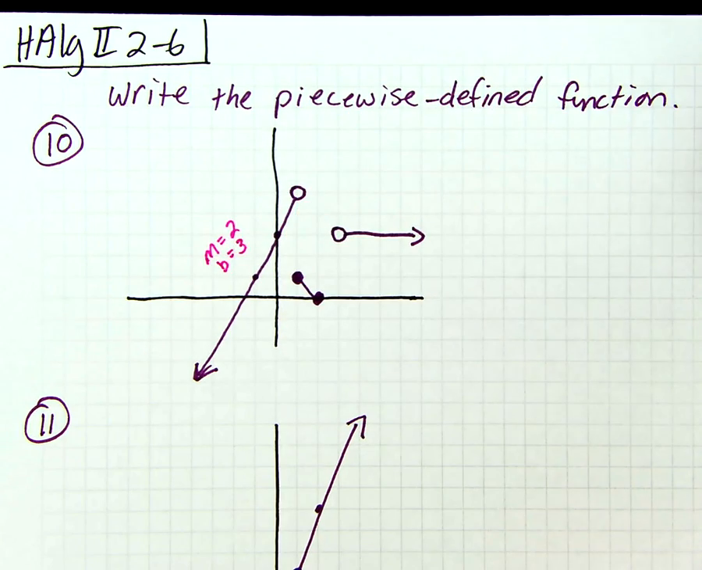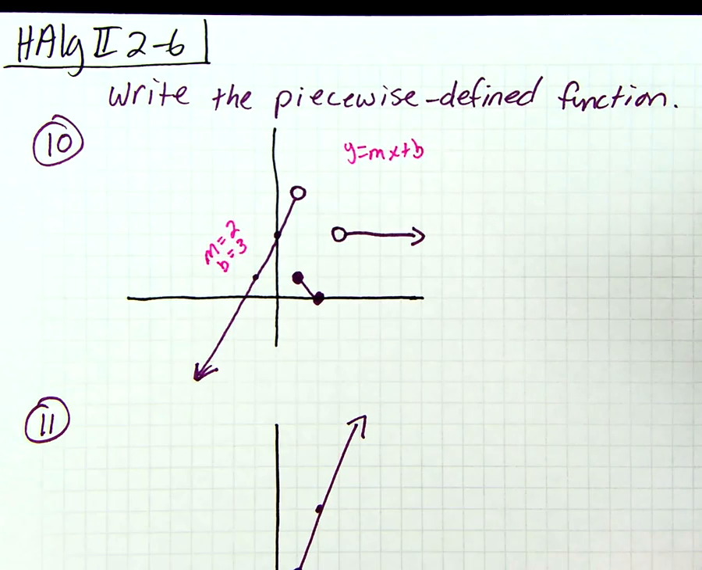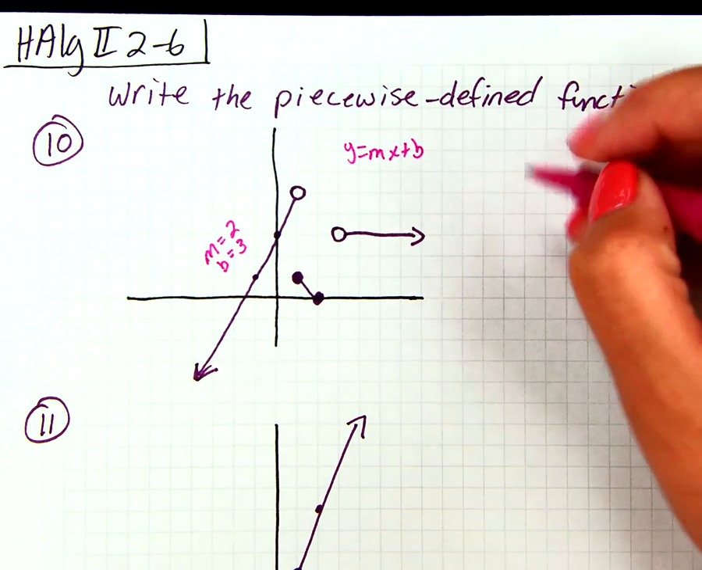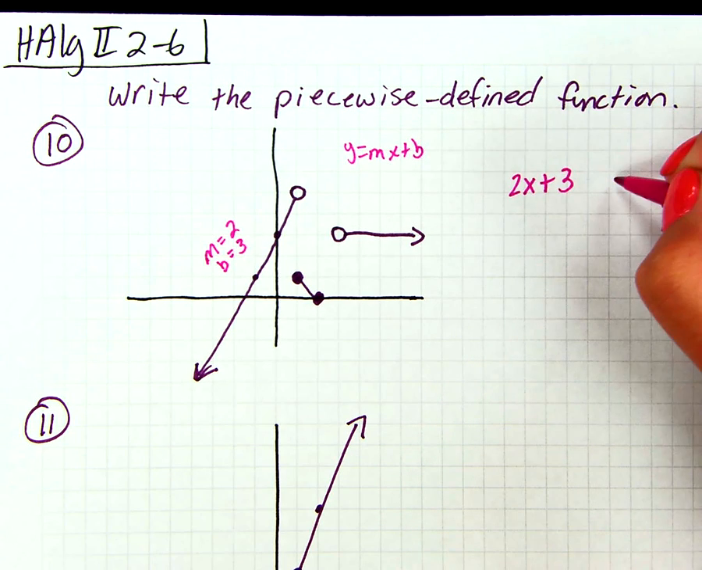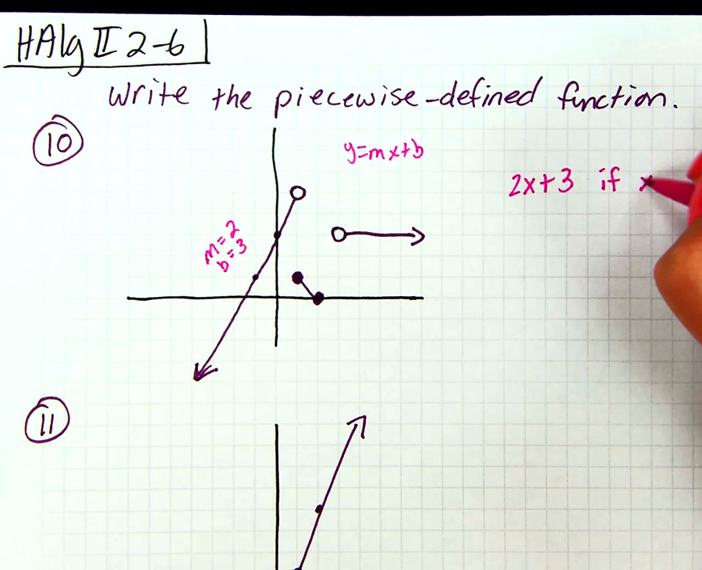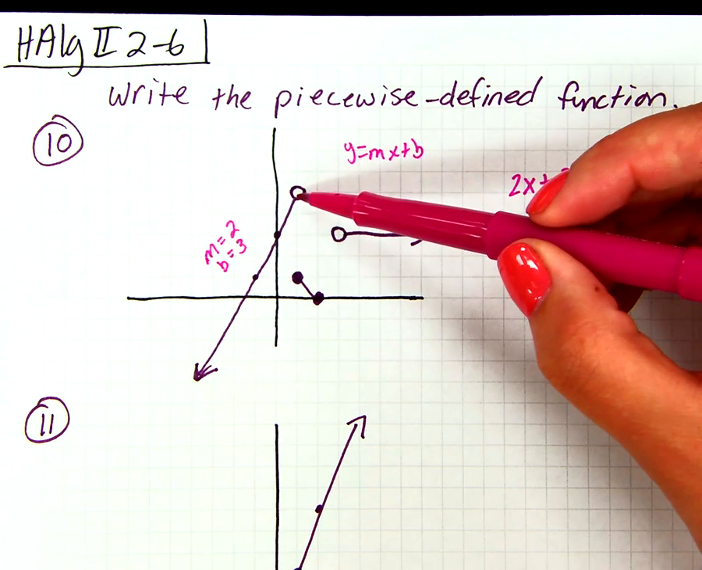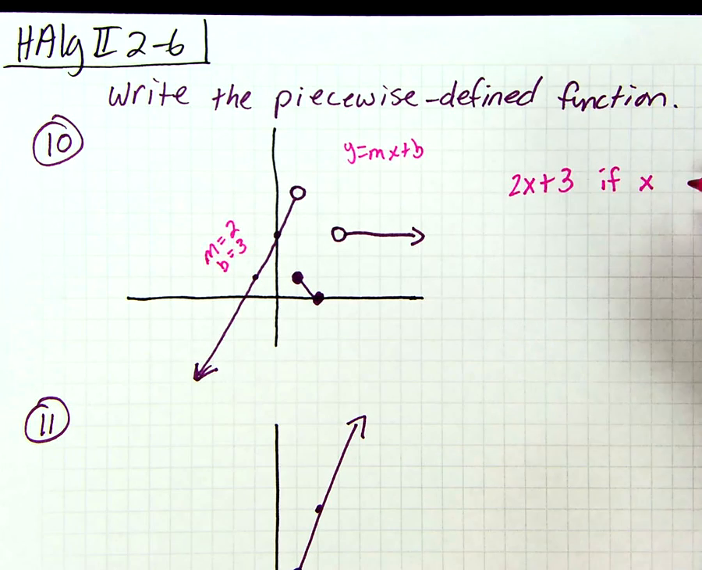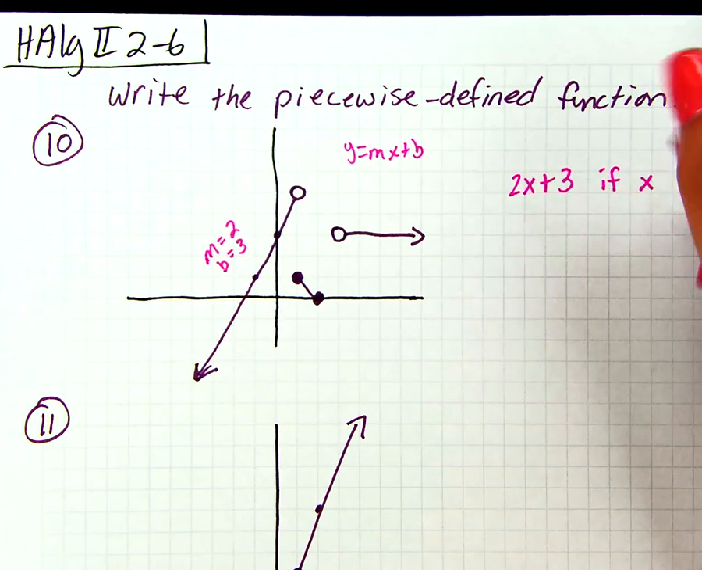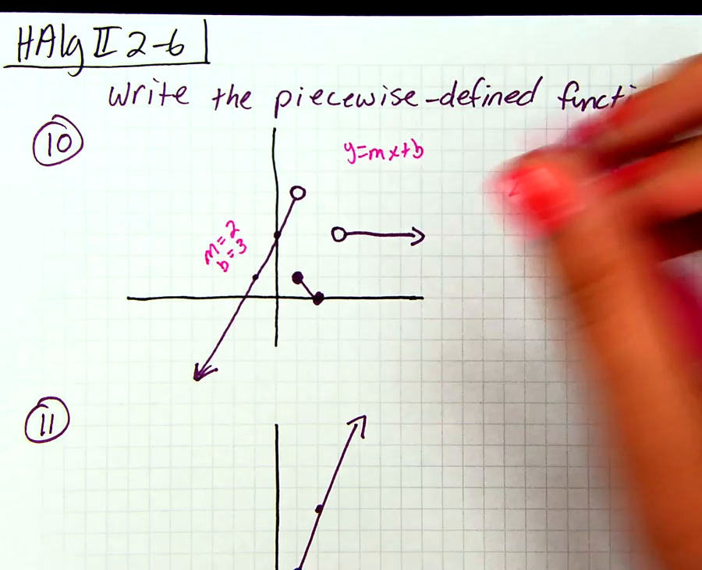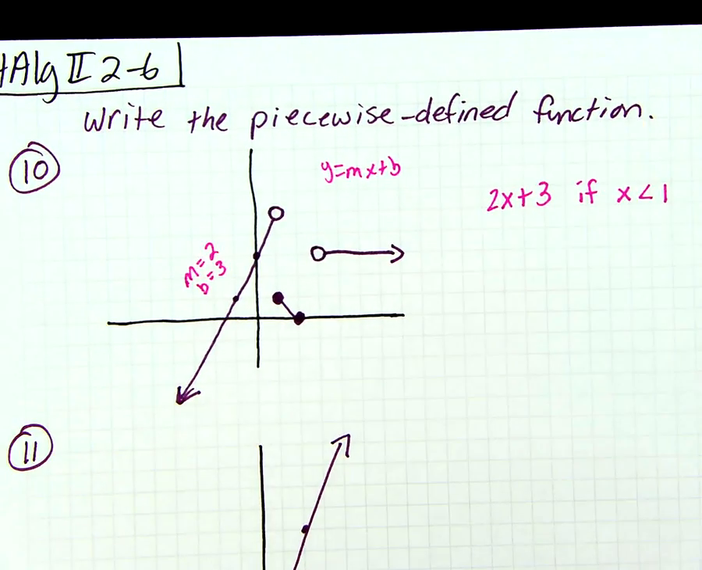So that means that we can write our equation in the y equals mx plus b form. So for the first part of my equation, we're going to have 2x plus 3. And then our restriction would be if x, and then we need the x value of that endpoint. So here's our endpoint. So that is on 1. And then because our graph is going left, we need less than. And we don't want to put equal to because we have that open circle. Okay. So that's our first equation.